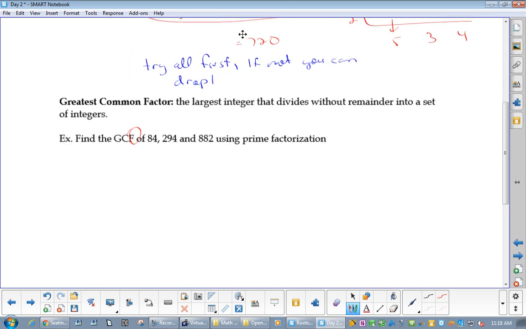Okay? Now, GCF, factors, greatest factors that go in. Now we use the same chart, but we don't use the L and we can't drop. We use the side. Okay? So we got 84. We got 294. We got 882.